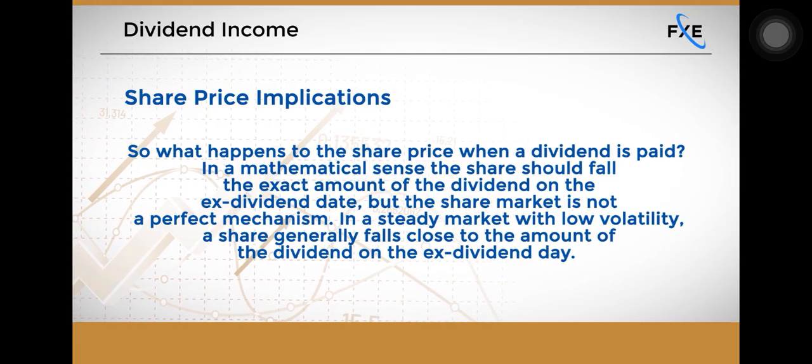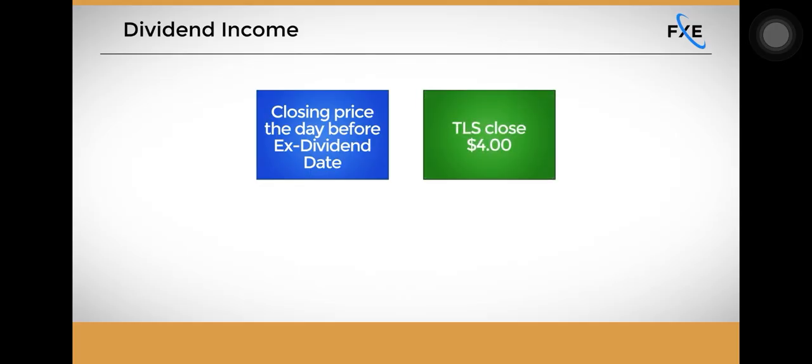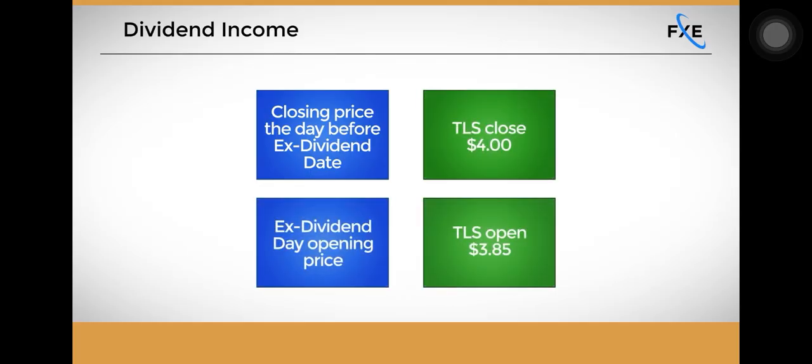In a steady market with low volatility, a share generally falls close to the amount of the dividend on the ex-dividend date. As an example, if the price of Telstra is trading at $4 the day before its ex-dividend date and is due to pay a dividend of 15 cents, you can expect Telstra to be trading at a price around $3.85 at the open on the ex-dividend day.